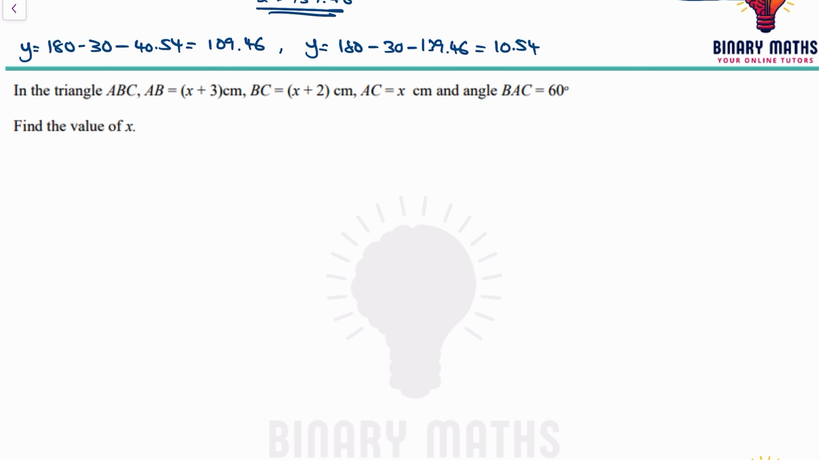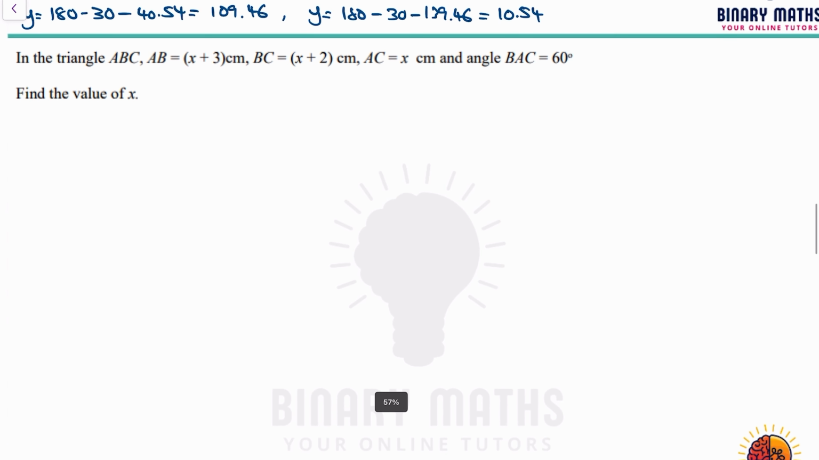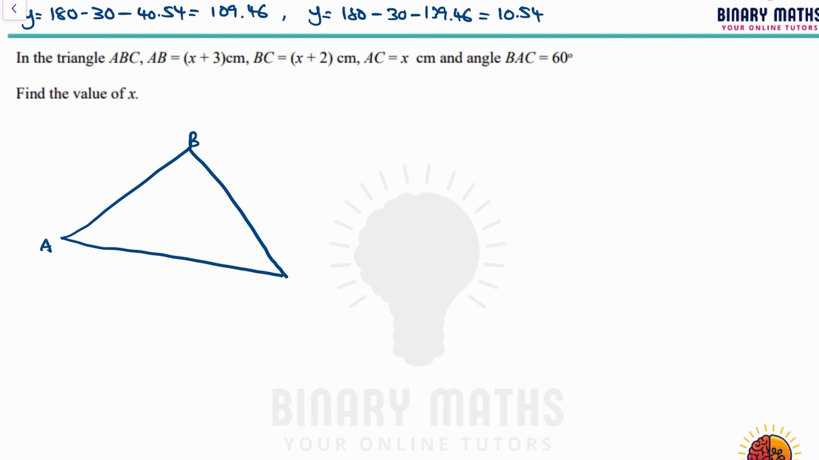In a triangle ABC, AB is equal to x plus 3, BC is equal to x plus 2, and AC is equal to x, and angle BAC is equal to 60 degrees. Find the value of x. So if I were to draw this out, again, draw your triangle A, B, and C. A to B is equal to x plus 3. B to C is equal to x plus 2. A to C is x. The angle BAC is equal to 60 degrees. Find the value of x.